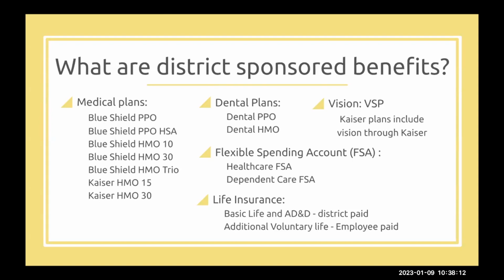vision, we only have VSP plans. Kaiser does include vision through Kaiser. So VSP is an additional option. I'll talk about that in a second here too. For flexible spending account, there is a healthcare FSA and a dependent care FSA. And for life insurance, there is the basic life insurance that you get that's paid for by the district, and there is additional voluntary life insurance that is employee paid.